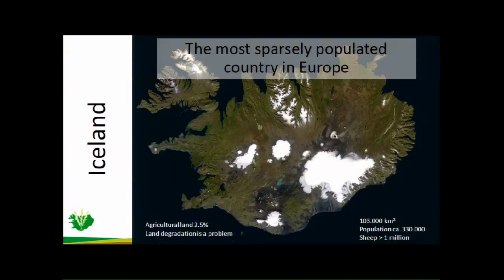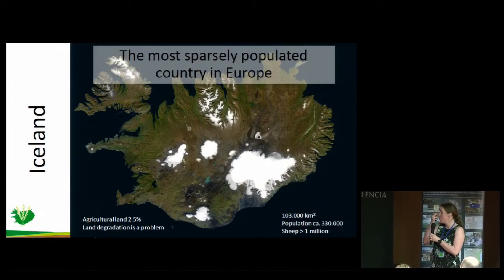And just a little bit about what we're dealing with in Iceland. This is Iceland. We're one of the most sparsely populated countries in Europe. Most people live around here, and then we have towns around the coastline. And we don't have a lot of agricultural land either. It's like 2.5% of the land. Forestry is 0.3%, and we have 1.5% forest. So basically we have a lot of rural areas, a lot of natural ecosystems.